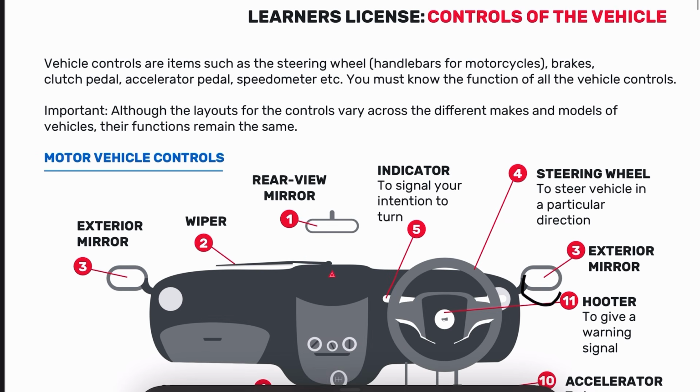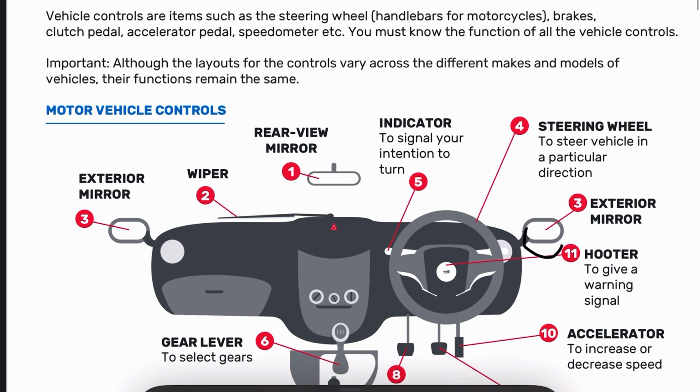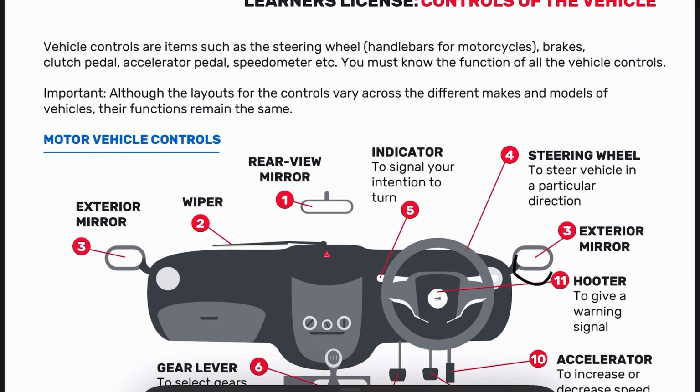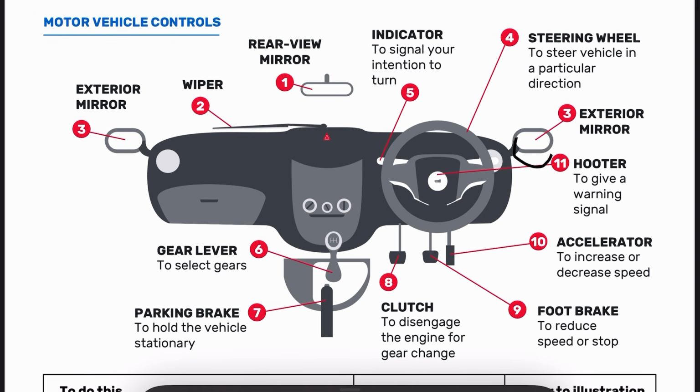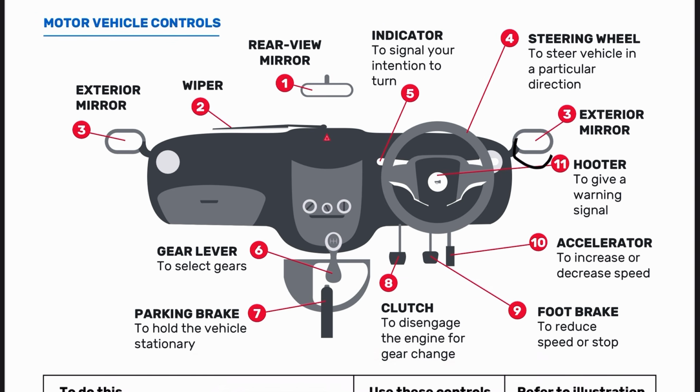Right. And then we go to the controls of the vehicle. It's very important to understand that you will be given this illustration. It will be numbered, not labeled. It will be numbered 1 to 11. So you have to know which one is a rear view mirror. Number 5 is an indicator. Number 4 is the steering wheel, exterior mirror, and so forth.